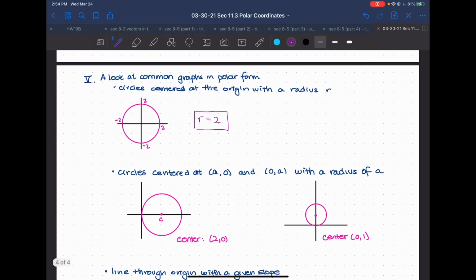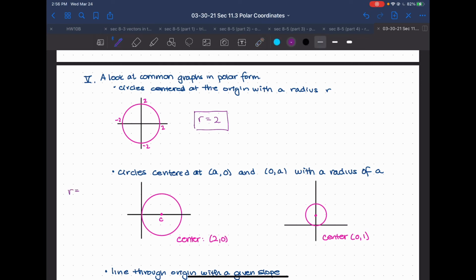Now, it does get a little trickier if you're trying to think about circles centered at either (a, 0) or (0, a) with a radius of a. So for instance, like right here, this circle is centered at (2, 0), but it does have a radius of 2. So the x-coordinate matches the radius. It's going to hit the origin. So what is this one going to be? And then likewise, we have something similar over here. It's just the center is on the y-axis instead, but its center is at (0, 1). The y-coordinate matches the radius, so it hits the origin. So what would these be?